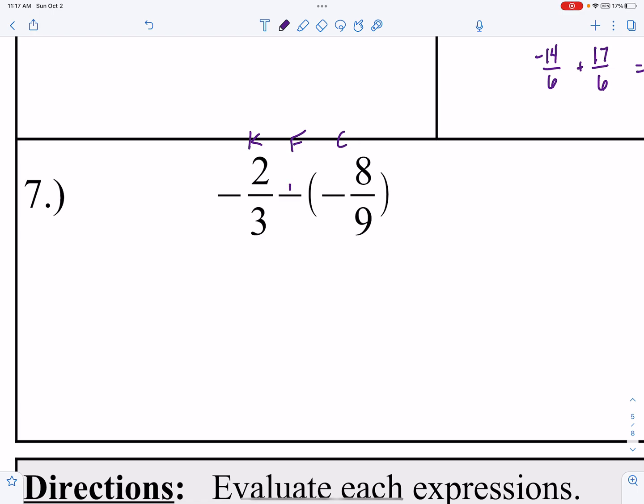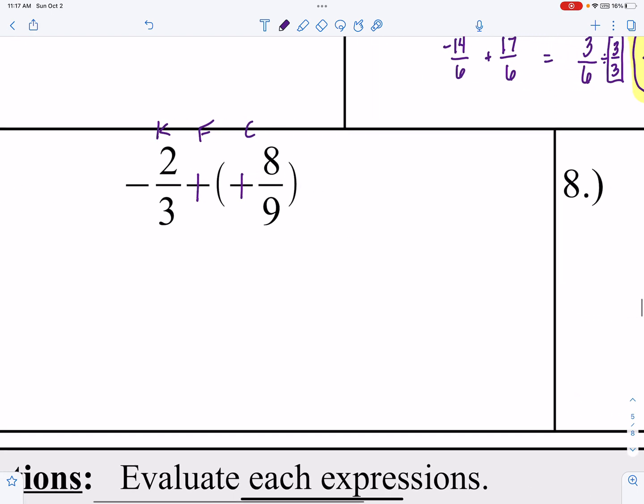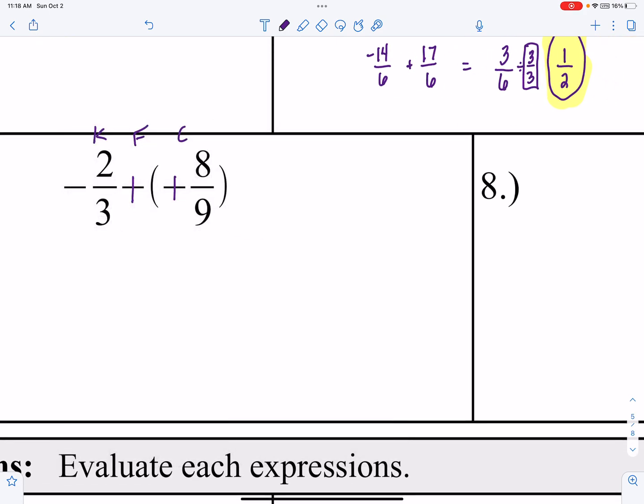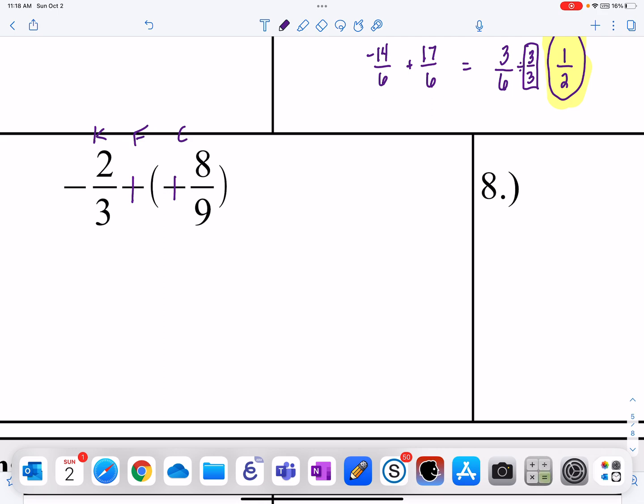All right, I see a subtraction, so I know that I'm going to use KFC right away. So keep, flip, and change. I have 2/3 and 8/9. 2/3 is a common decimal that you could change it to. I'm not sure what 8/9 is, but we can go ahead and check. I do see, though, that my denominator, I can easily change that thirds to a ninth. So that's pretty quick and easy for me rather than changing all the decimals and things like that.